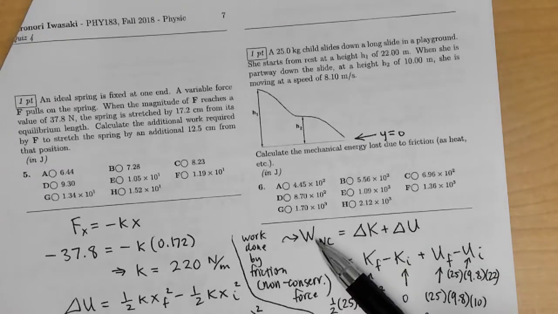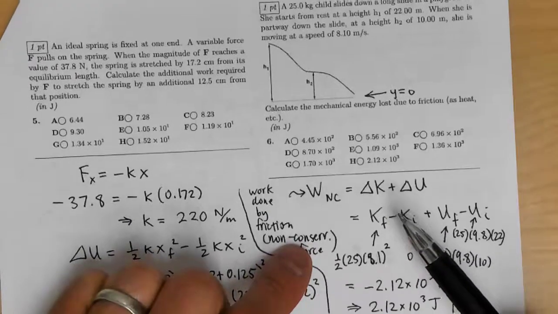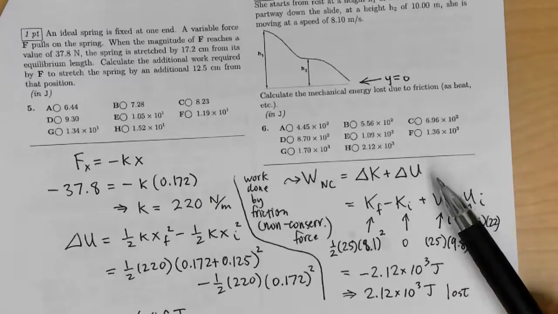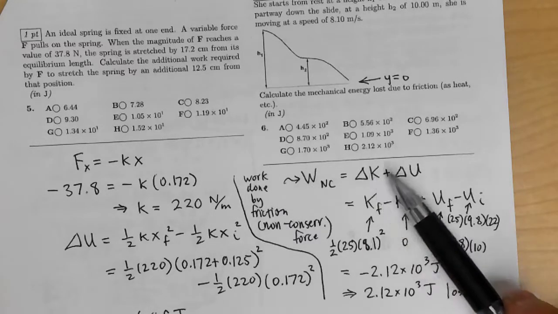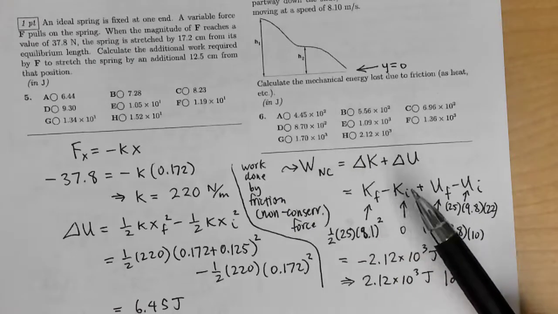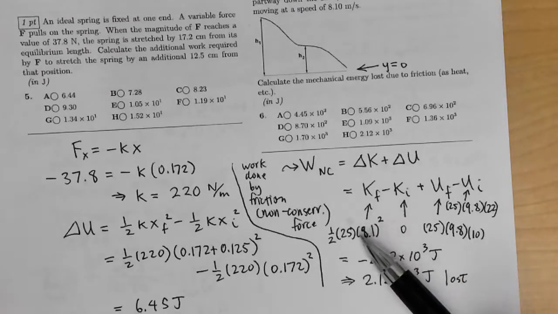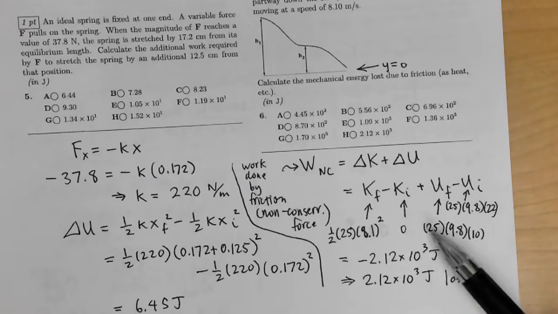Okay, the work done by friction, or the non-conservative force, is the change in the total energy, with delta K plus delta U. That's the total change. That's the change in the total energy, so we take each part, delta K and delta U. So K final minus K initial plus U final minus U initial. So K final is 1/2 mv squared, so 25 is the mass. The final speed is 8.1. K initial starts from rest, so it's 0.